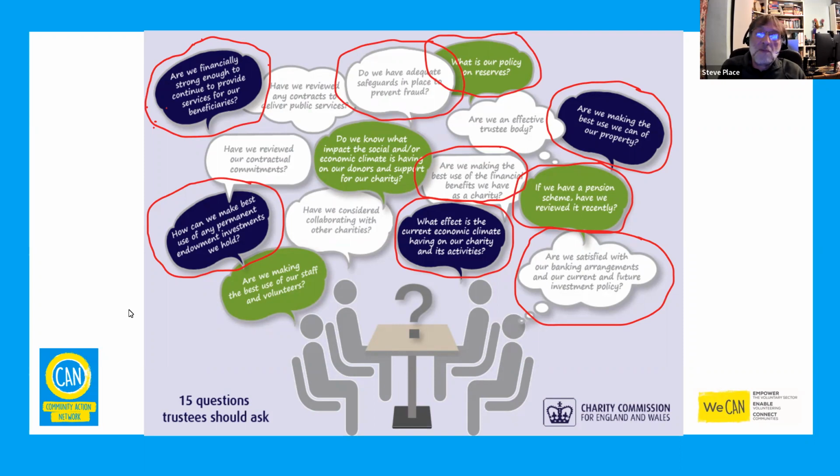And some of them aren't pertinent, like the one over on the far left, how can we make best use of any permanent endowment investments we hold? I'm not sure if any of you do have permanent endowments. So that's dollops of money that you've been given where you're told you can't spend it, but you can invest it and spend the interest from it. It's what most charities would just love to have because it gives them complete independence. And that's obviously how most grant-making trusts survive.